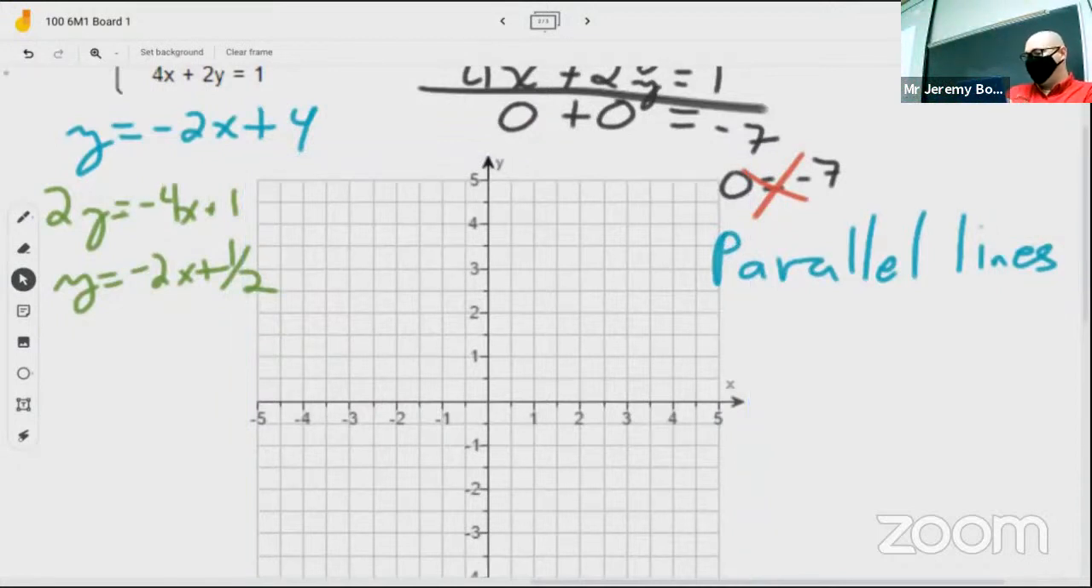So for the first one, the y-intercept is 4. So it's going to be up here. And the slope is negative 2. So that means it's going to go down 2 units and to the right 1. So down 2 units, 1, 2, to the right 1, which is going to be right here. Or it will go up 2 units and to the left 1. And so that'll give us that line there.